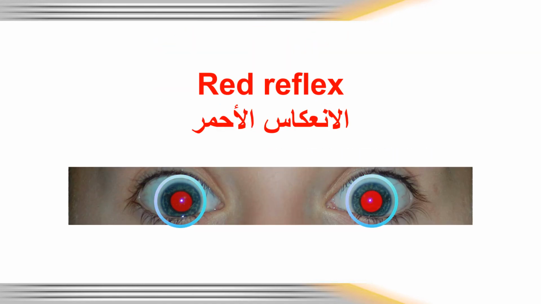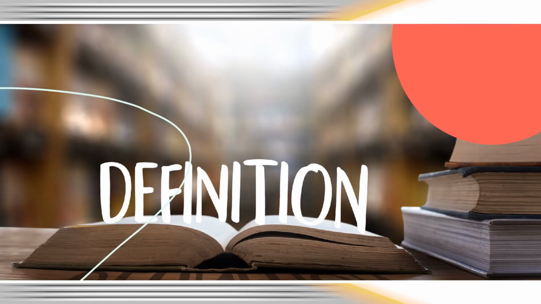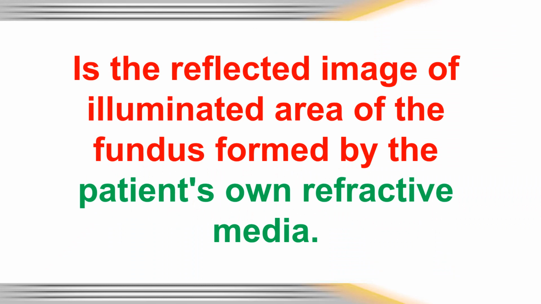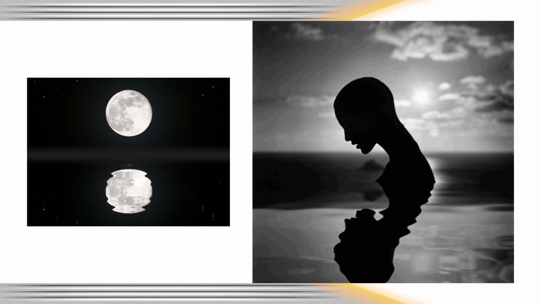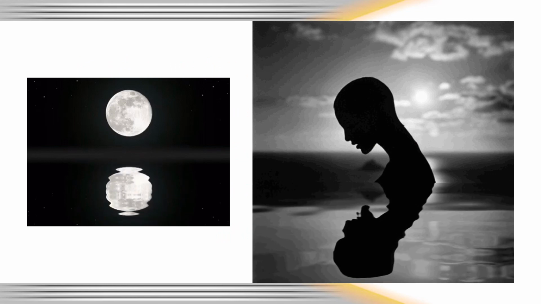حديثنا النهاردة عن اللي احنا بنسميه الريد ريفلكس أو الانعكاس الأحمر. إيه تعريفه؟ Red reflex is the reflected image of the illuminated area of the fundus formed by the patient's own refractive media. هو انعكاس لإيه؟ هنقول دلوقتي.